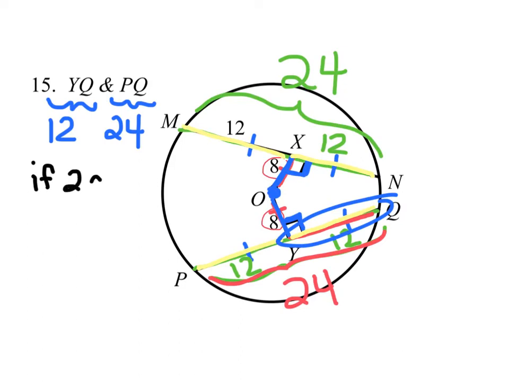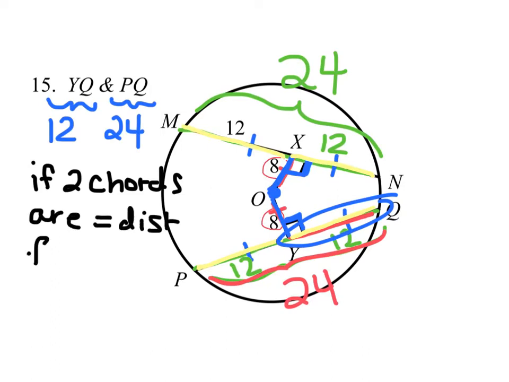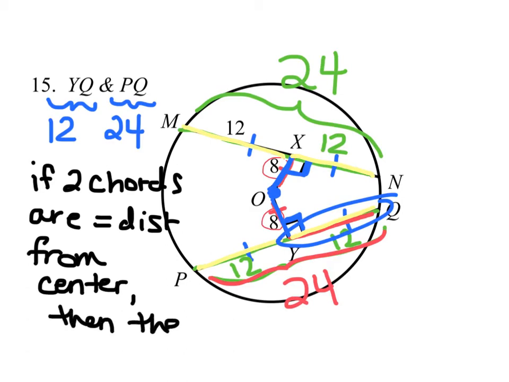The theorems that we used here, you guys, are that if two chords are equidistant from the center, I'm going to abbreviate that, equidist from the center, then they are congruent. I'm using my finger right now to write, so excuse the handwriting. That's the moral of the story. And also, the second one was if the segment is perpendicular to the chord and it goes through the center, it's going to bisect the chord.